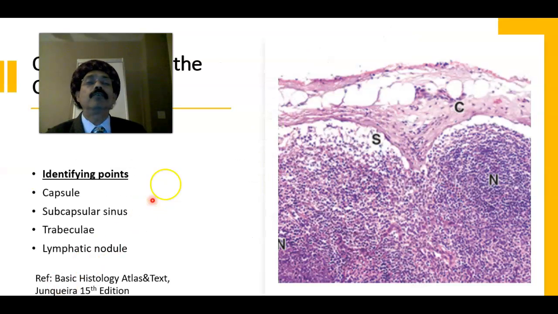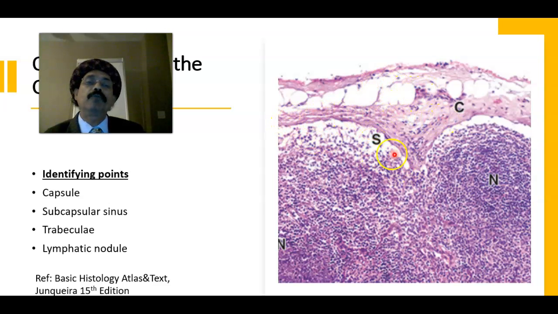Okay, this is part of the cortex. We are looking at the capsule. Again, the capsule is composed of dense irregular connective tissue. Outside the capsule, we are seeing some fatty tissue, adipose tissue, with the signet ring appearance of the fat cell here. This is the adipose tissue here. This is the dense connective tissue.